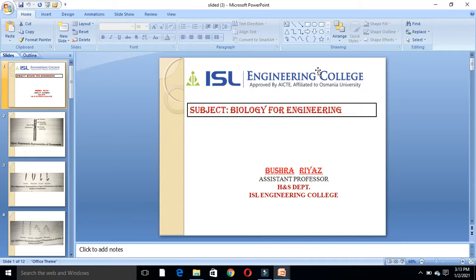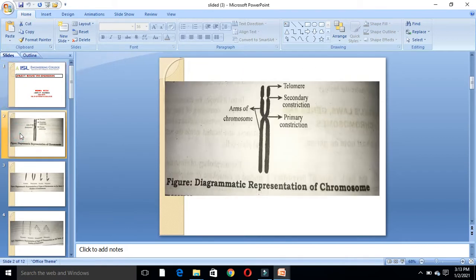In today's class we'll continue with unit 3, the next topic, that is chromosomes. We'll see the structure of chromosome in this diagrammatic representation of chromosome. This is the chromosome.